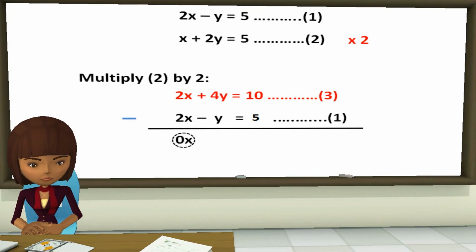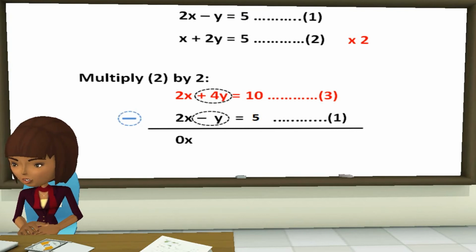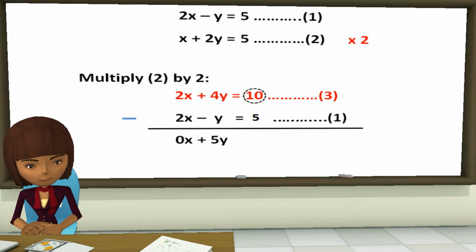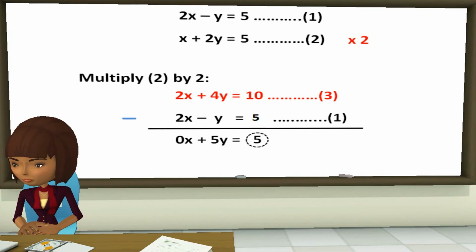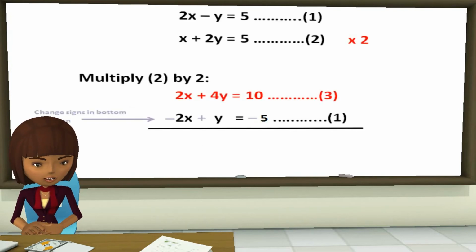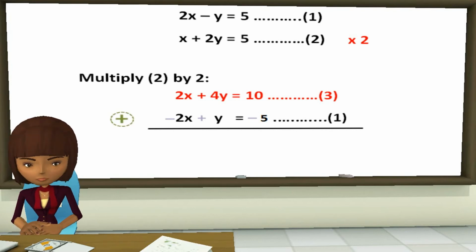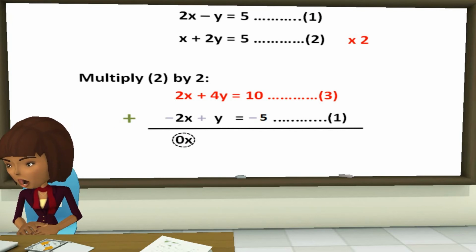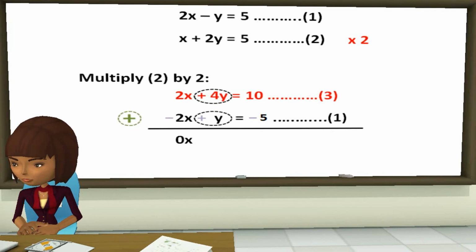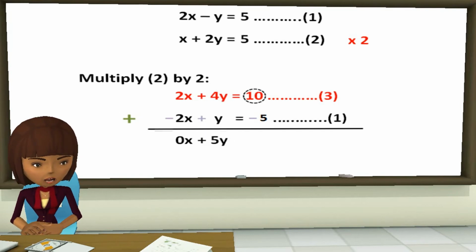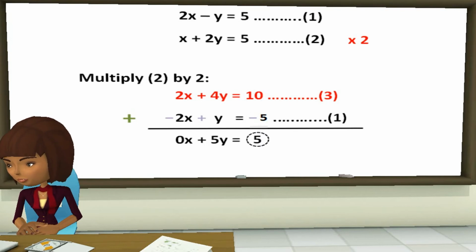We then do likewise for the rest of the terms in each equation. 4y minus minus y, which equals 4y plus y, which is 5y. And 10 minus 5 is 5. What we are effectively doing is changing the sign of each term of the bottom equation, and adding the two equations together. So, 2x plus minus 2x is 0. 4y plus y is 5y. And 10 plus minus 5 is 5. Does all that make sense?